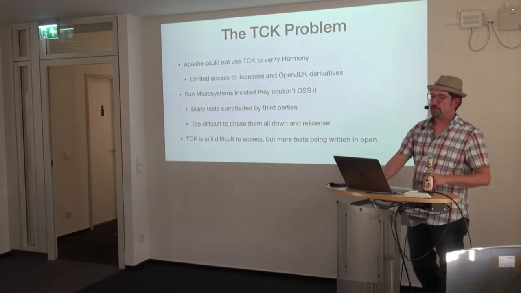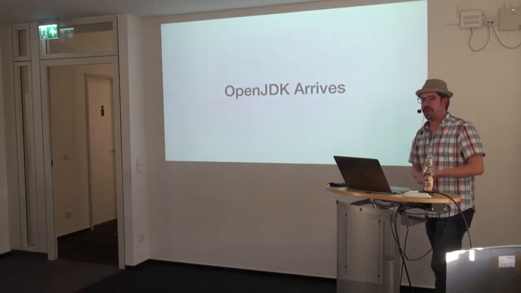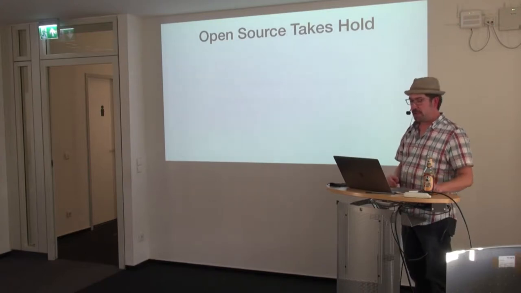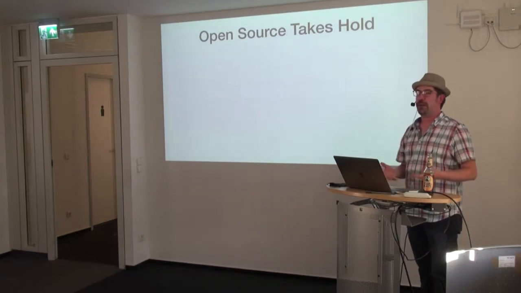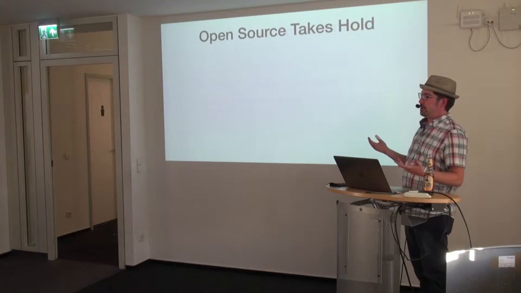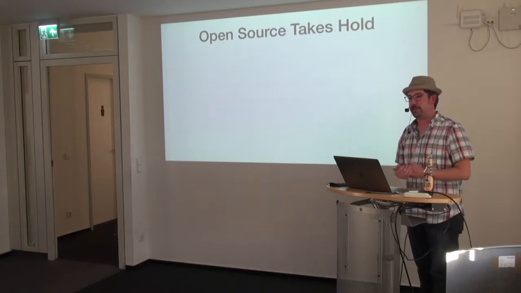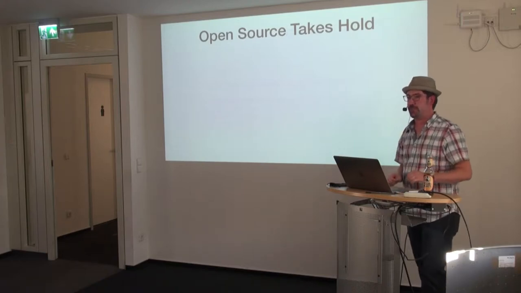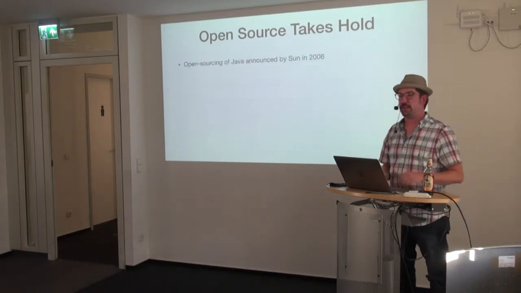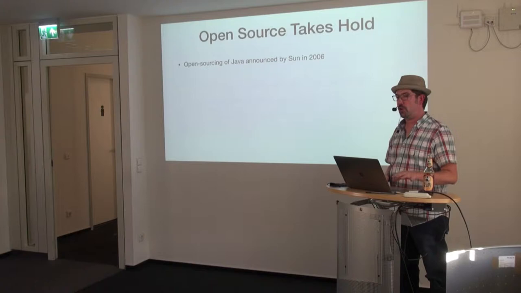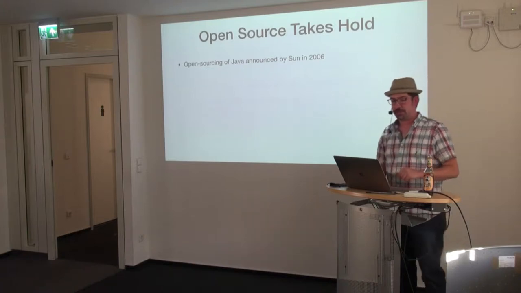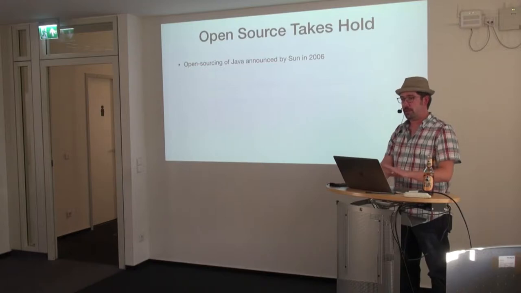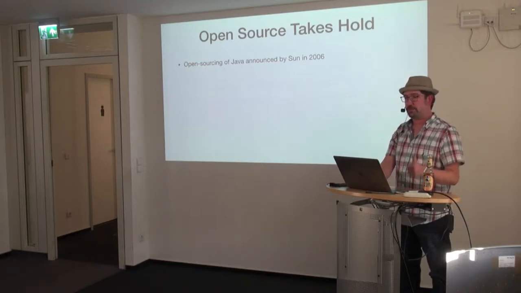All right, so this brings us up to when we actually have OpenJDK. The idea of open source in the JVM world finally takes hold after a good decade of having closed source Java with a ton of little one-off JVM implementations. Sun finally in 2006 announced that they were going to be open sourcing Java in the next release. And this was very exciting. This is the year that I joined Sun Microsystems to work on JVM language stuff. So it was a great time.